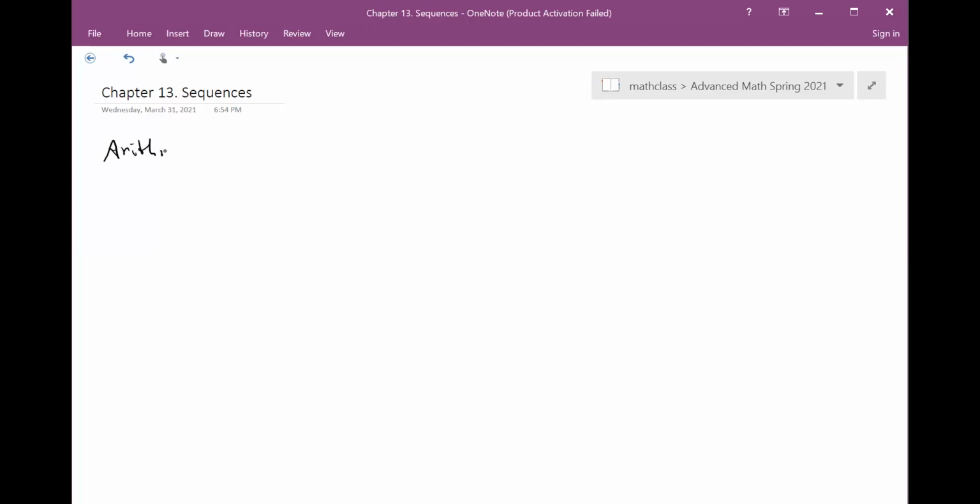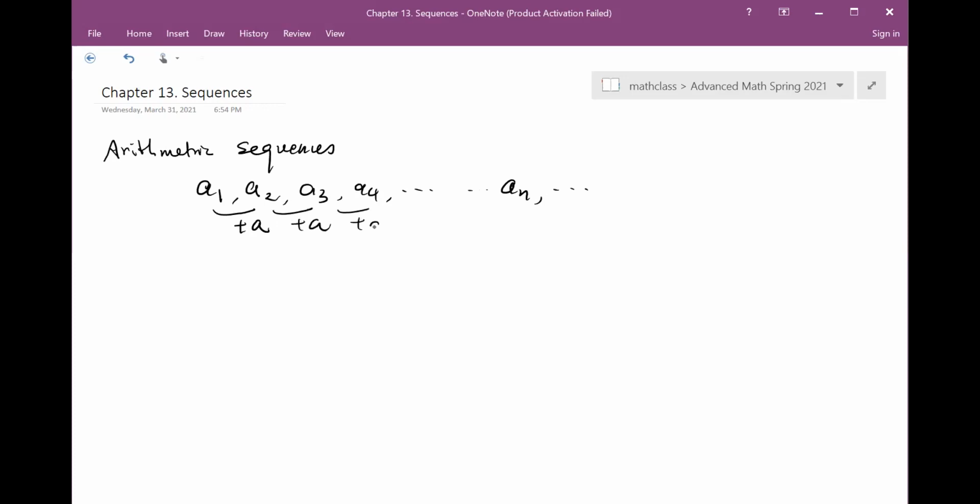are those where the difference of two consecutive terms will be a constant. Okay, so you have a sequence, right? A1, A2, A3, A4, and then you label them, right? So the general term is AN. And the arithmetic sequence means the gap from here to here, you just add a constant. You add a constant, you get the next term. There are many ways to describe it. So this is how you get the next term. In other words, AN equals the previous term plus A. That's one way to describe it.